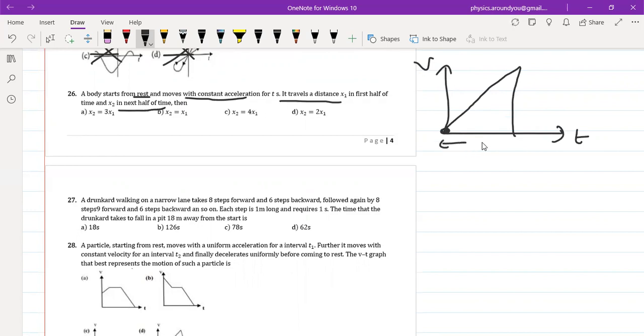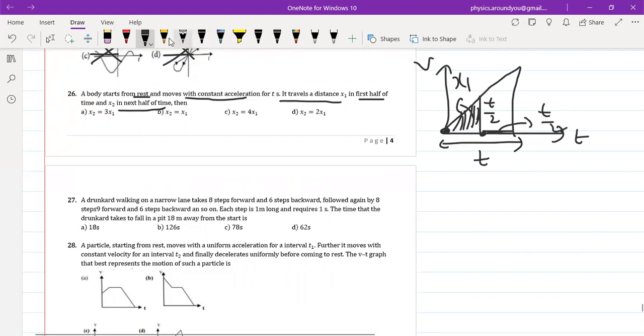It travels with constant acceleration for t seconds. In the first half of time, that is at t by 2, the distance covered is x1. So the area under the Vt graph, this is x1. In the next half of time, in this t by 2, the distance covered, I will highlight with a different color perhaps, this area is x2. How will you relate x1 and x2?